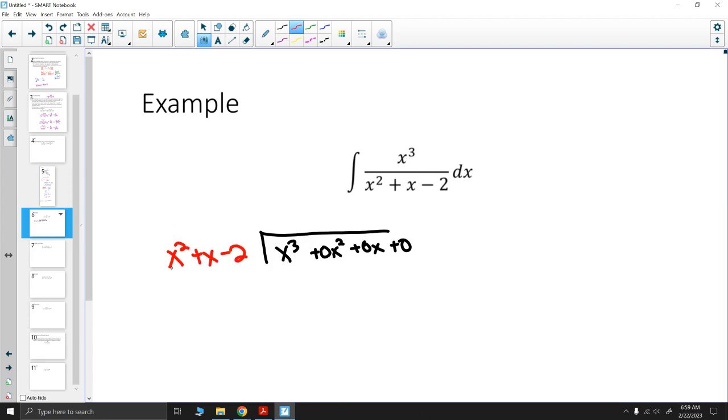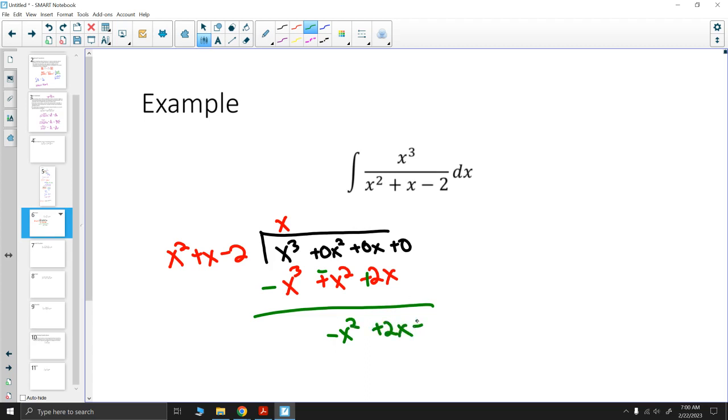So the idea here is we need to match our x squared to x cubed. That's an x. X times x squared is x cubed. X times x is x squared. X times negative 2 is minus 2x. Now we are going to draw our line and flip our signs. So these cancel, we're left with negative x squared plus 2x, and I'm going to bring that 0 down.